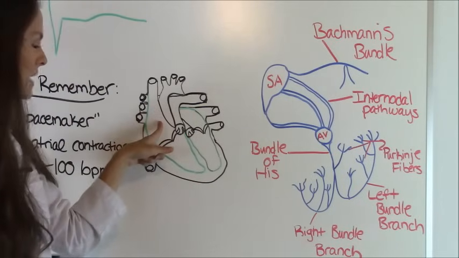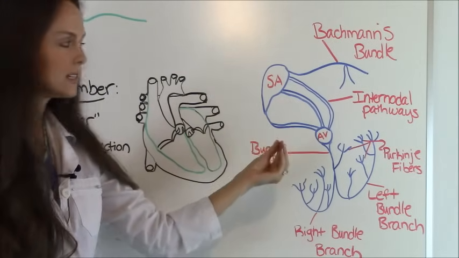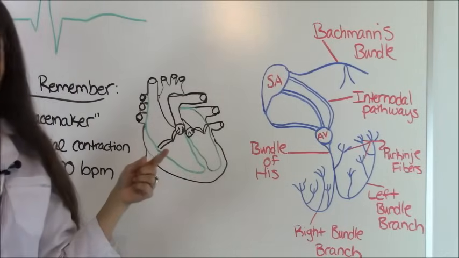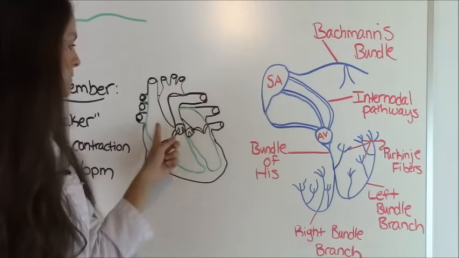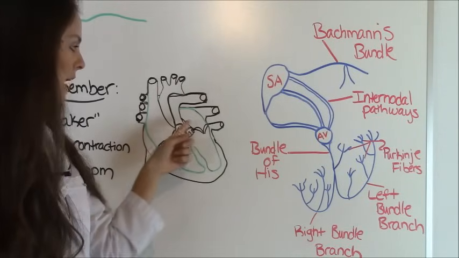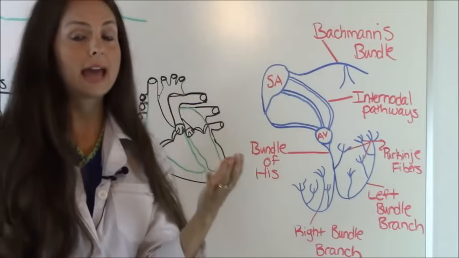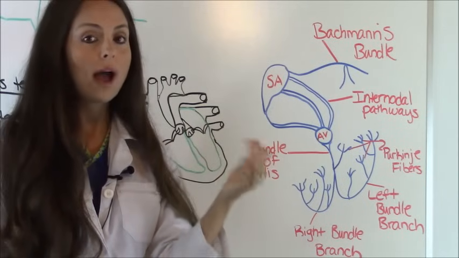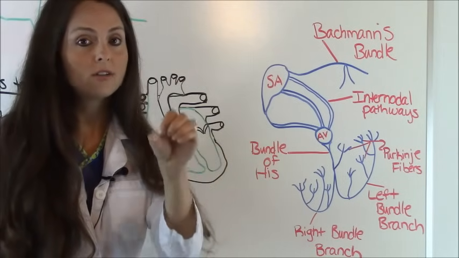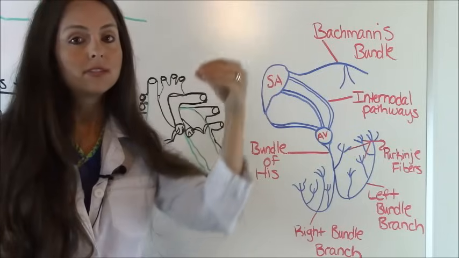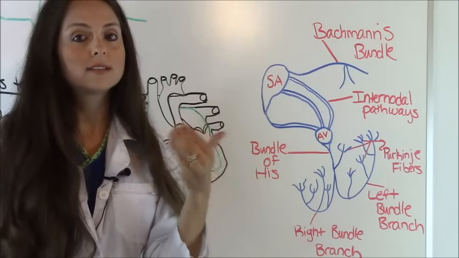When they contract, the electricity goes down through the internodal pathways and hits the AV node. Your AV node is located in the interatrial septum area, between both of your atriums. And then it lets a delay happen. That delay allows the valves to close all the way and let the blood shoot through, so you don't have a backup of blood. So the AV node allows that delay to happen.